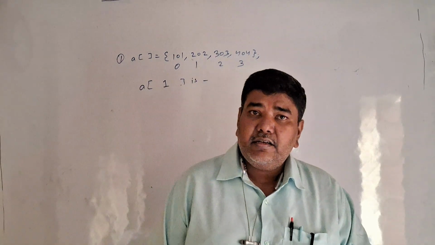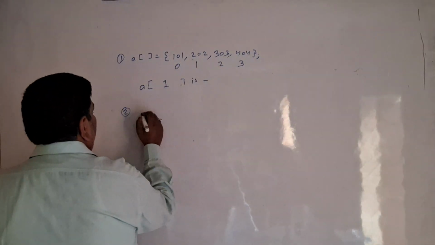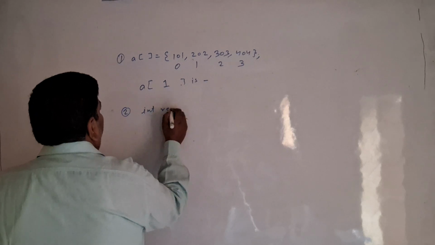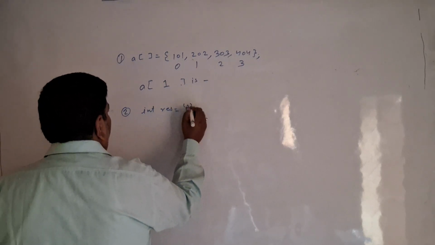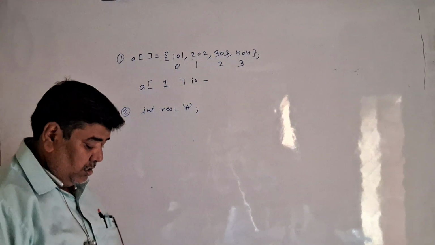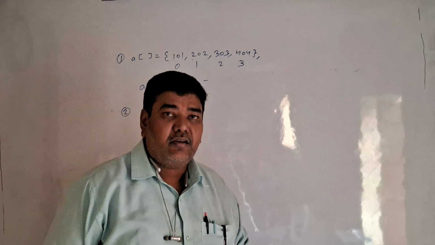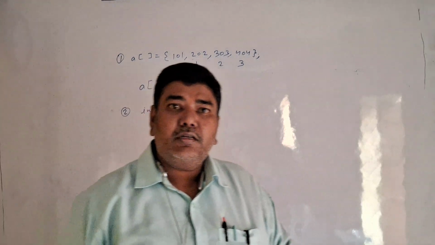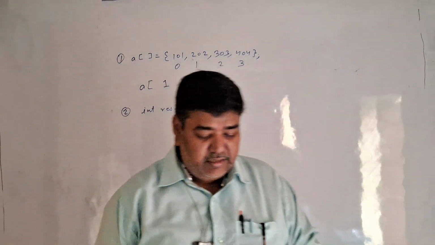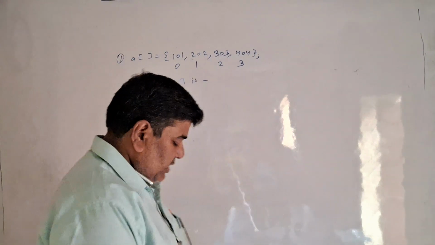Then int res equal to 'a', and a is in single inverted commas. So what will be stored in res? 'a' is a character, a character constant, so it will get converted to ASCII value. 65 will be the answer. Like that.